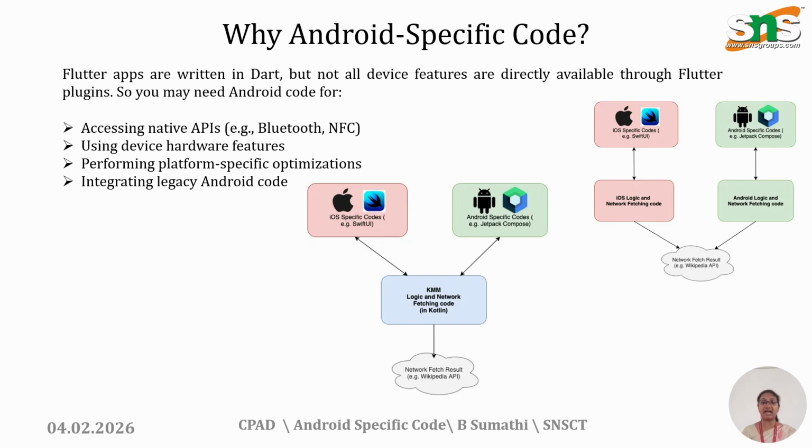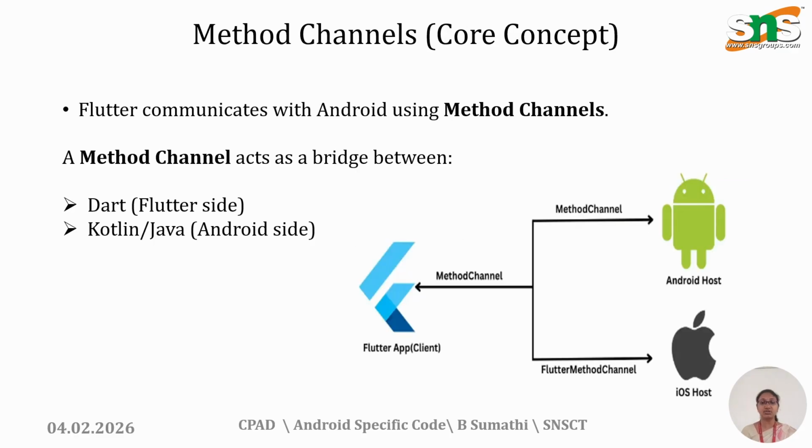Flutter apps are written in Dart, but not all device features are directly available through a Flutter plugin. So we may need Android code for accessing native APIs, for example Bluetooth, NFC, using device hardware features, performing platform specific optimization, and integrating legacy Android code. The next one is method channels. Method channels are how Flutter communicates with Android.